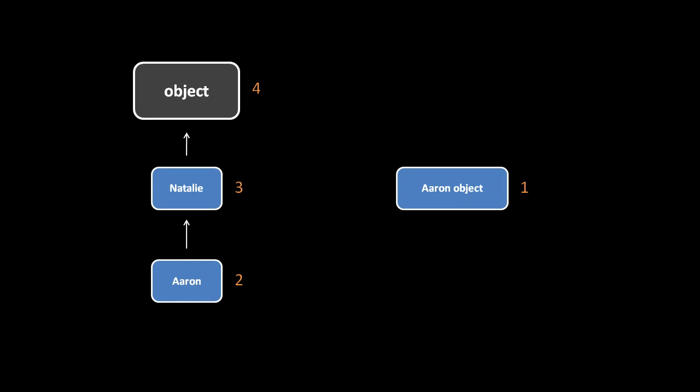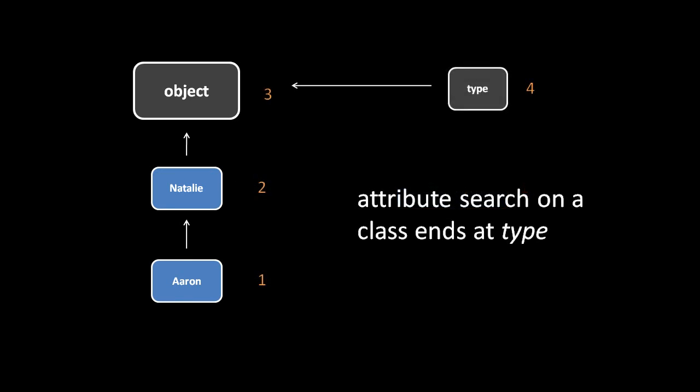Things work slightly differently when we look up an attribute on a class object. If we look up an attribute foo on the Aaron class here, Python first, of course, looks in that Aaron class, and failing to find it there, it then looks in the Natalie class, and then it looks in the object class. But then, unlike with an attribute search on a non-class object, Python will look in the type class. This makes sense because Aaron, a class object, should have all the things which type has. And so when we look up attributes on Aaron, we expect to find the stuff which is in the type class.